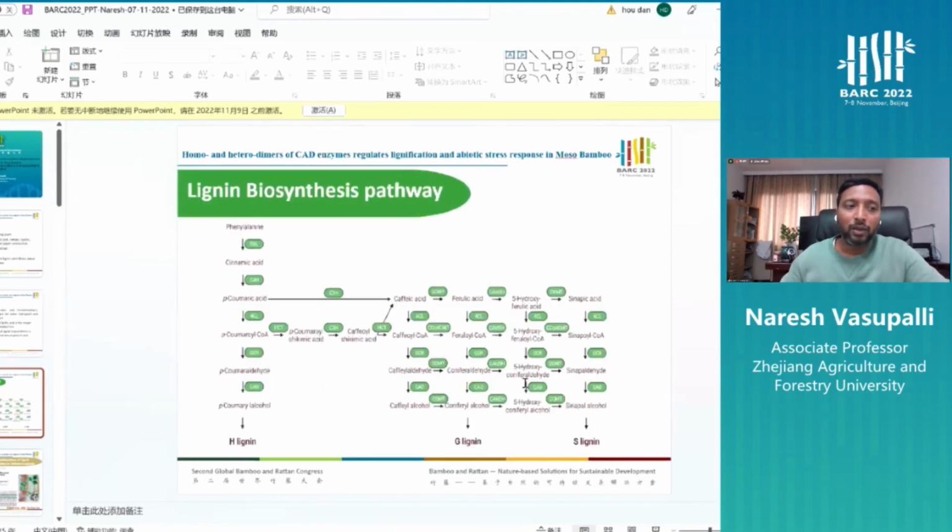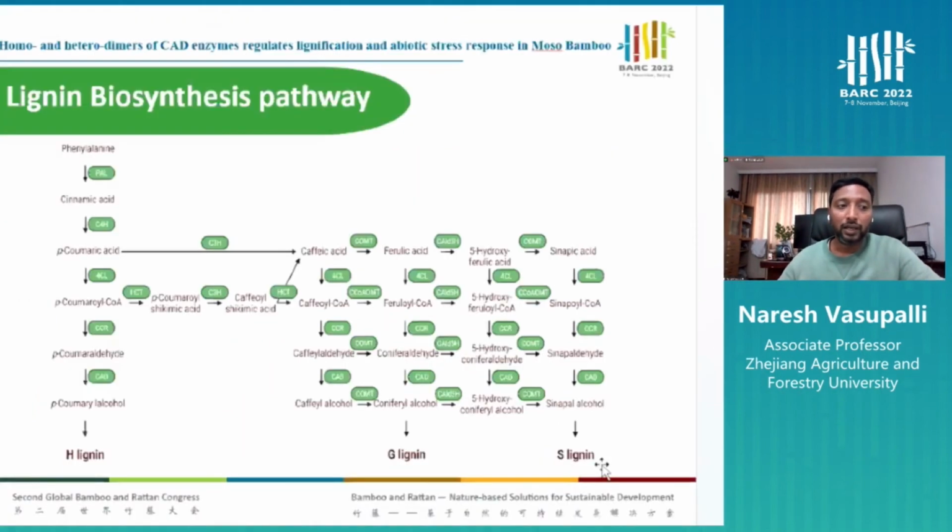Lignin is derived from polymerization of H, G, and S monolignols. A sequence of 11 enzymes is involved in the biosynthesis of these monolignols. Sometimes these enzymes interact with each other for metabolic channeling, and sometimes these enzymes interact with other proteins for plant resistance mechanisms.